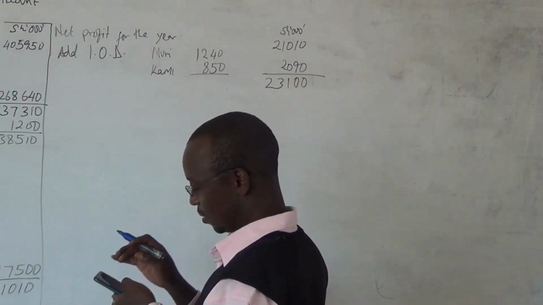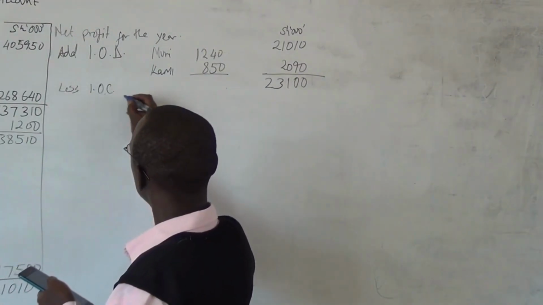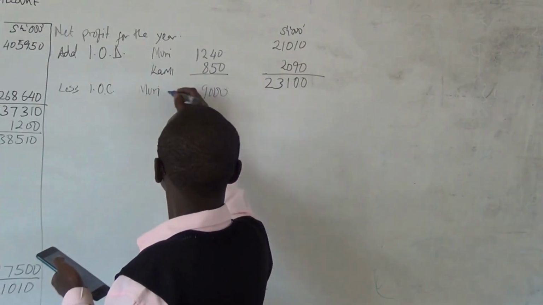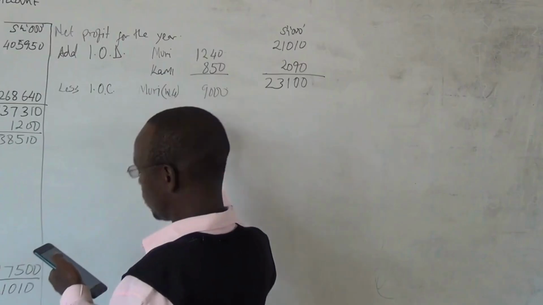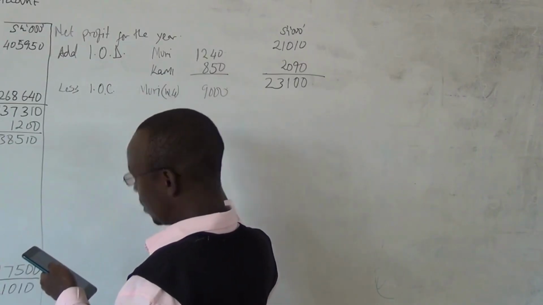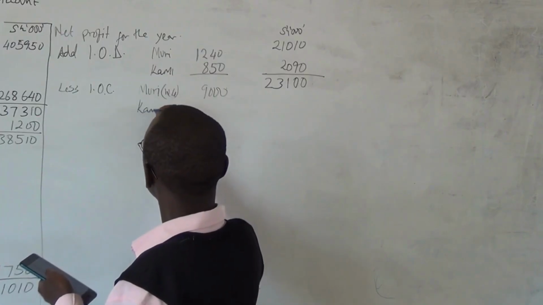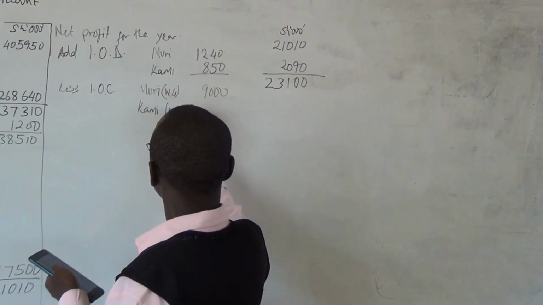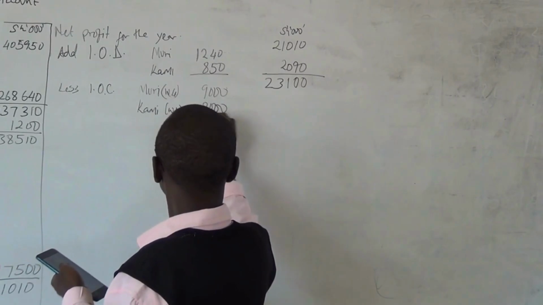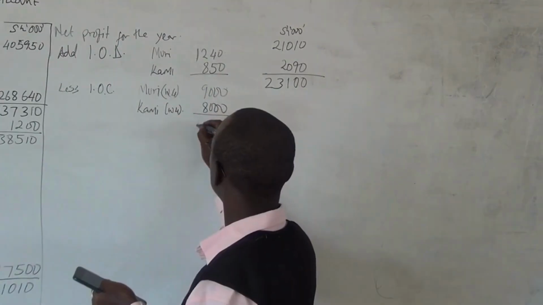Then interest on capital. Muri, 9,000, from working 4. And Kami, 8,000, the same working 4. You add them together, this is 17,000.